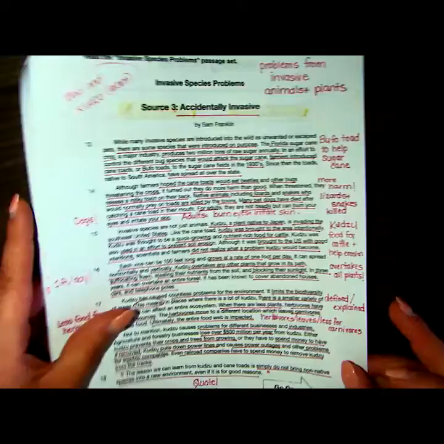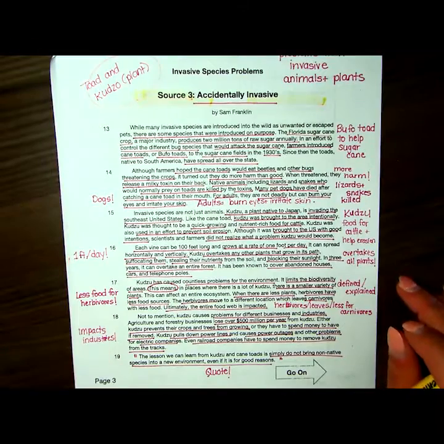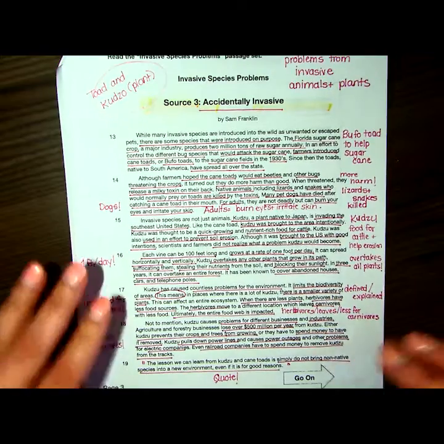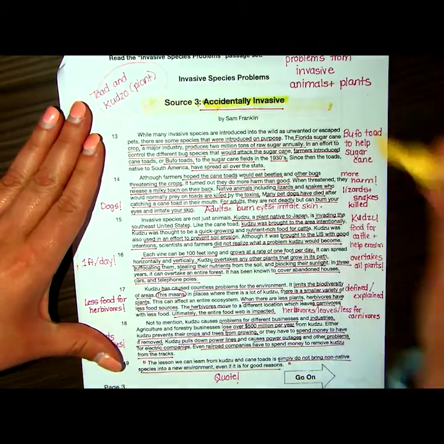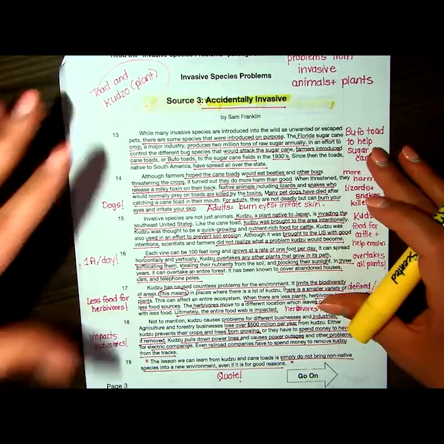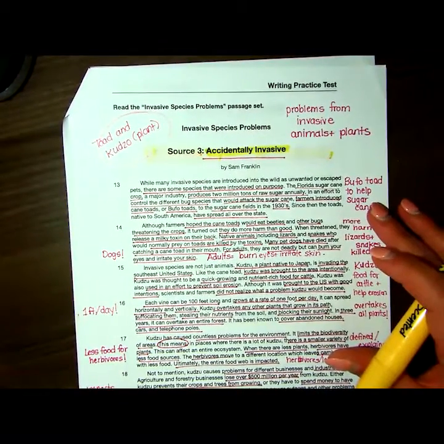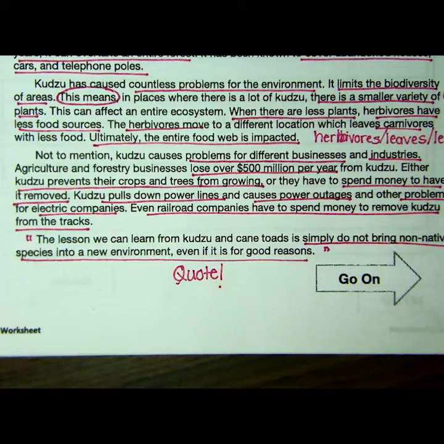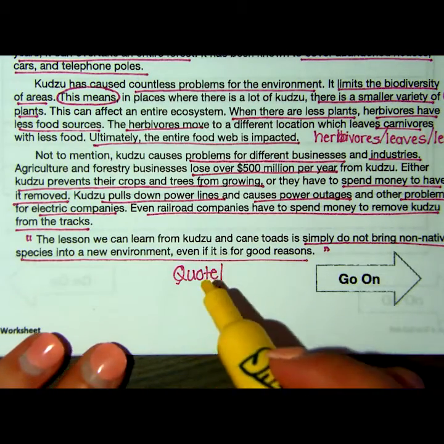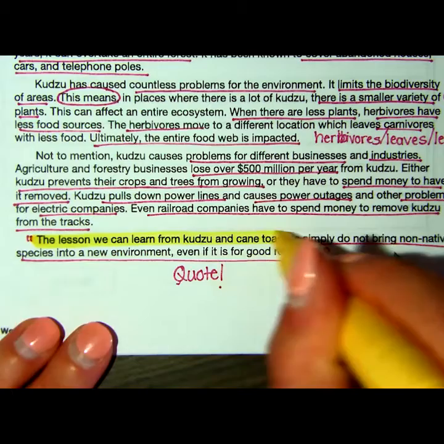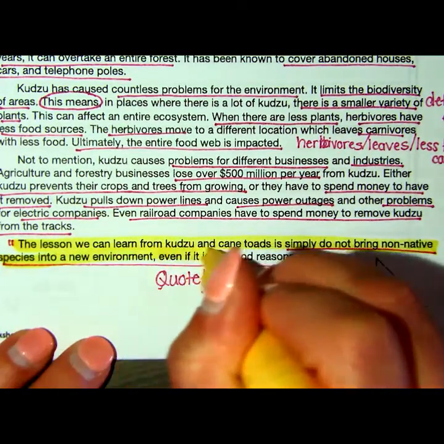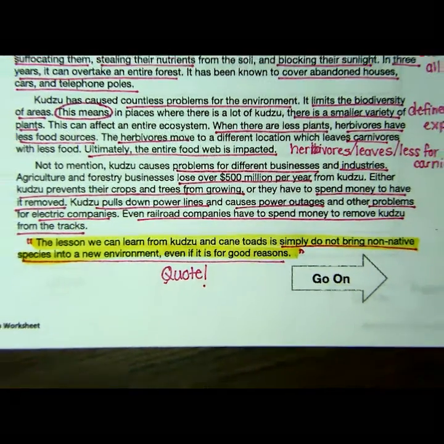In source 3, you can see again more annotating and more quoting, even down here, right? Possible quotes. And if you look at the title, accidentally invasive, we learned in this article that with some of these invasive species, people really had good intentions when they introduced them here. Down here, take a look at this sentence that I wrote. The lesson we can learn from kudzu and cane toads is simply do not bring non-native species into a new environment, even if it is for good reasons.